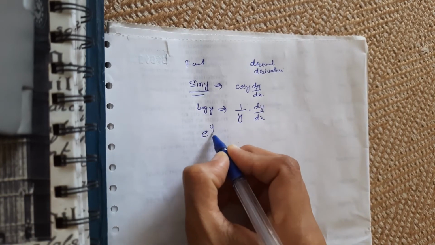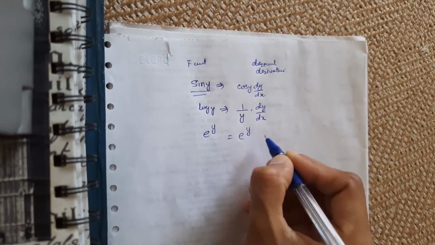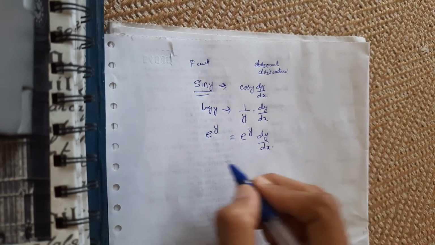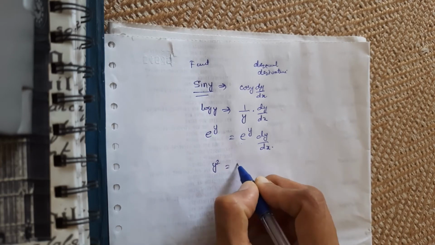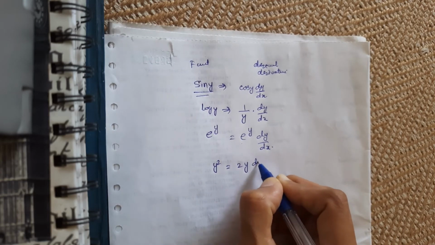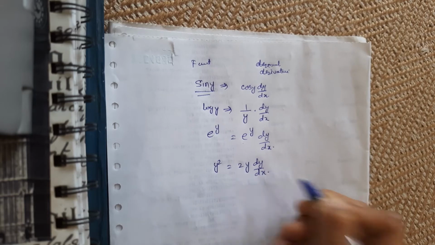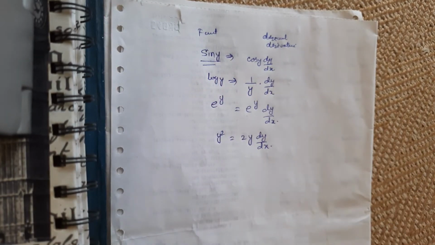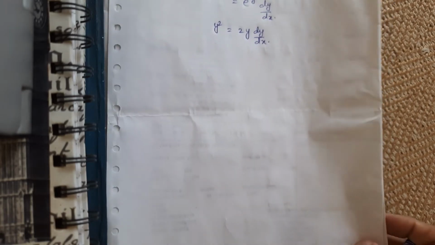Derivative of e to the power y is e to the power y, again multiplied by dy by dx. Derivative of y square will be 2y multiplied by dy by dx. Only that is the difference while taking the derivative of y. Now we will solve some examples.